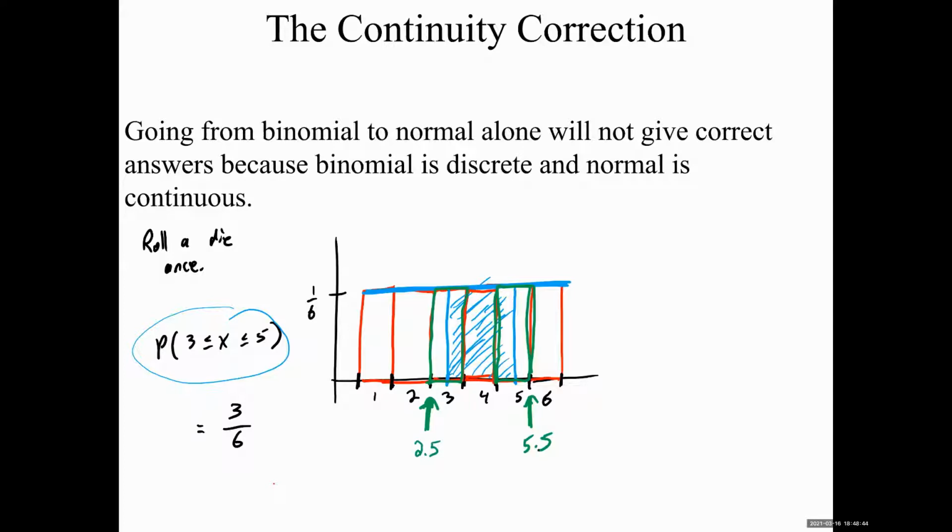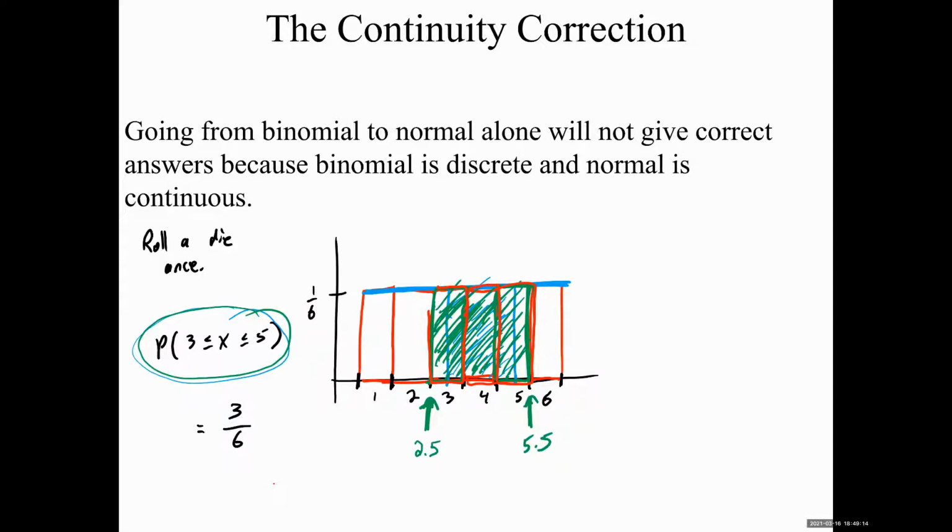So if you're trying to find the probability of getting a number between 3 and 5, but you treat it like a continuous random variable, then you should start the shading at 2.5 and end at 5.5. Then when you shade the whole thing, you've now taken all 3 of those rectangles that you were supposed to count, and they're all counted in there. So that's the idea, that if you go from discrete to continuous, the numbers have to change by 0.5 to make sure all the rectangles you wanted to take into account are accounted for.